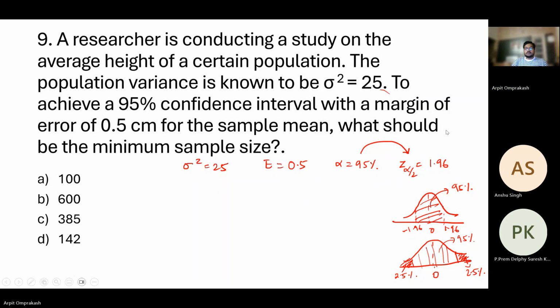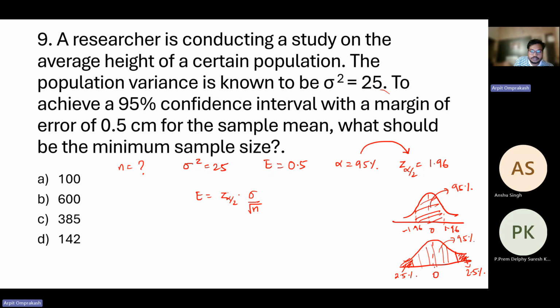Okay. So in this case, we are looking at a 95% confidence interval, so our critical Z value will be 1.96. What we are asked is what should be the minimum sample size, so N is equal to what? We know that the margin of error E is given as Z alpha by 2 into sigma by root n. Right, so this is the formula for the margin of error. We are given that E is 0.5.